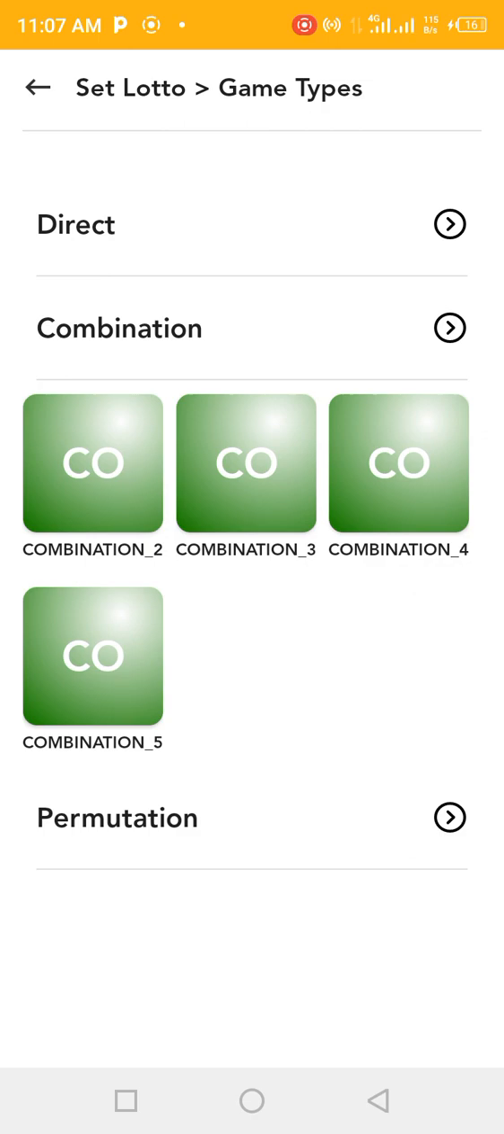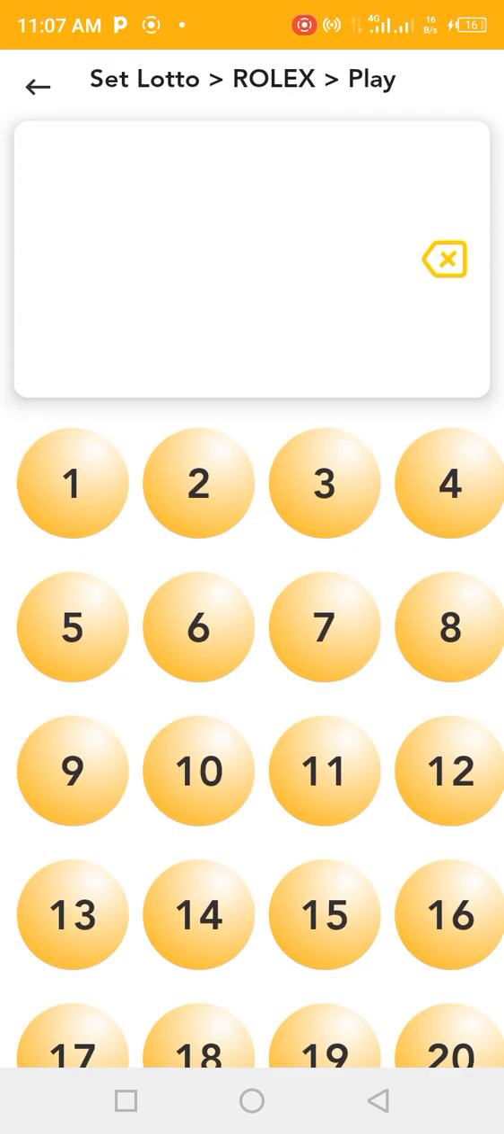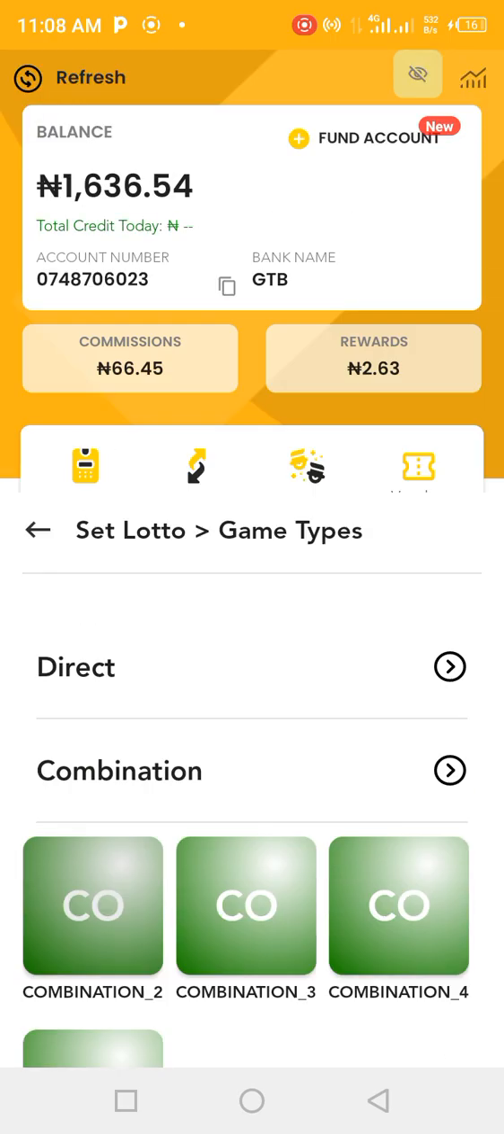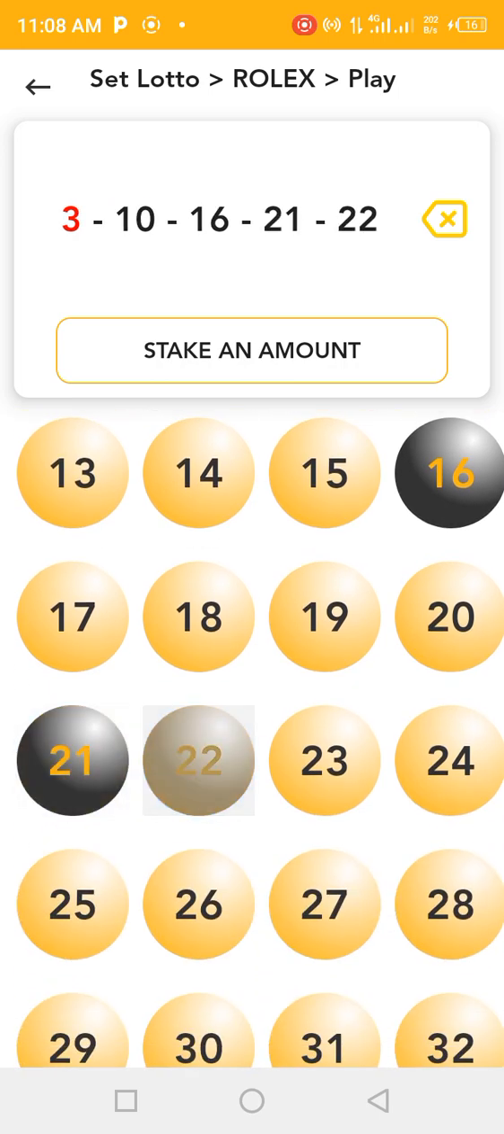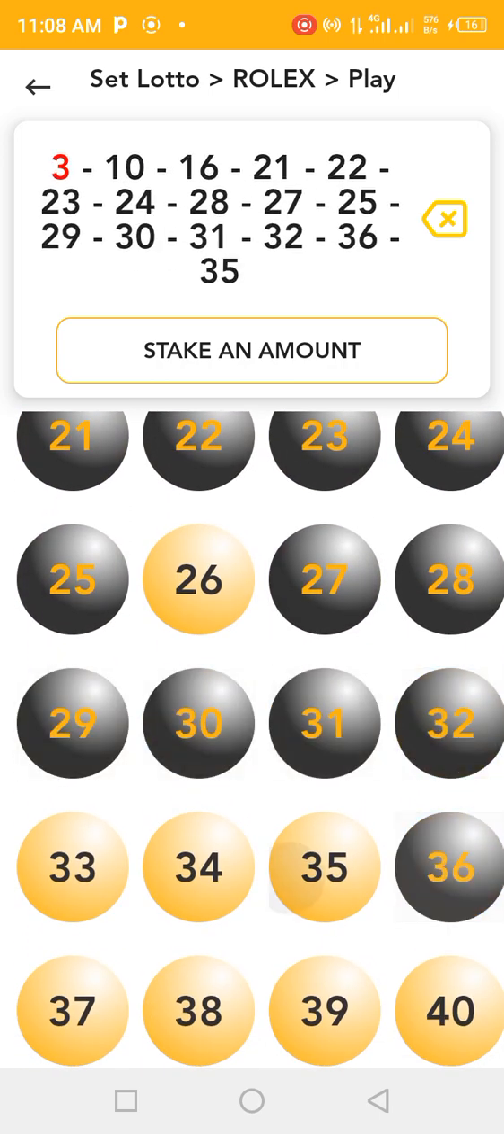Combination is, you have combination two, combination three, combination four, combination five. Let's pick combination two. You have one sure number, and then you are selecting many others. What you are telling the machine is that your sure number will come out, and one more from the rest of the numbers you have taken. Let's say combination two, and my sure number is three, you see, it's in red, and I have many others, like I want to take 10, 16, and I pick as many as this. I can pick as many as 20, but cannot be more than 20.